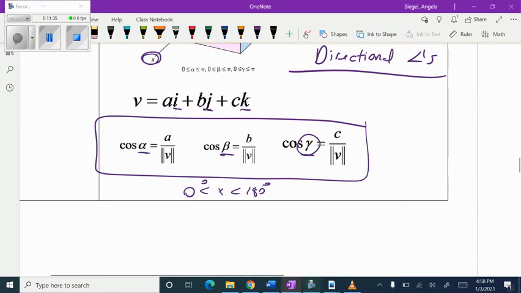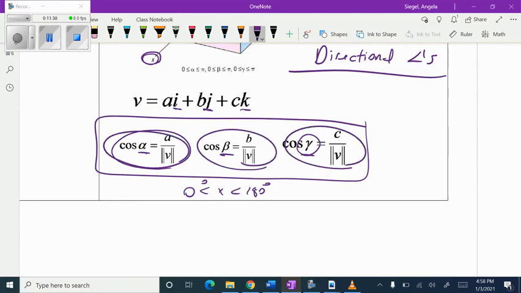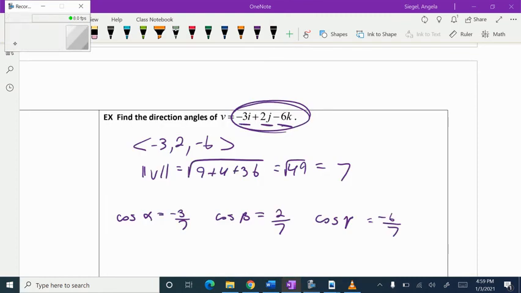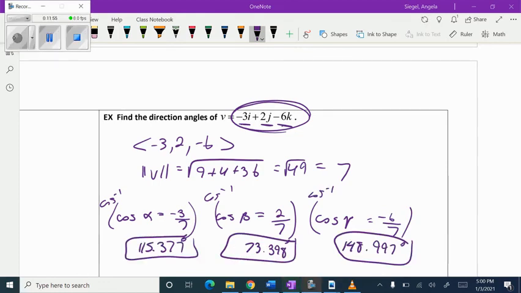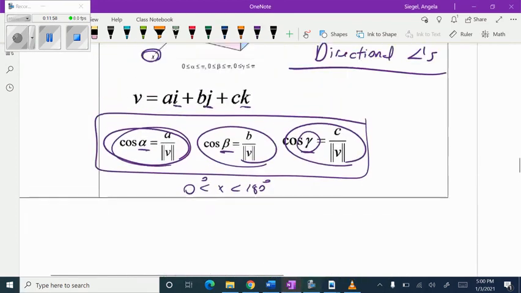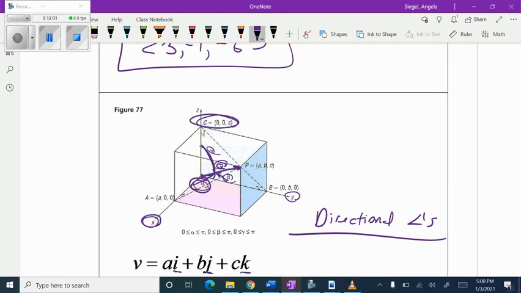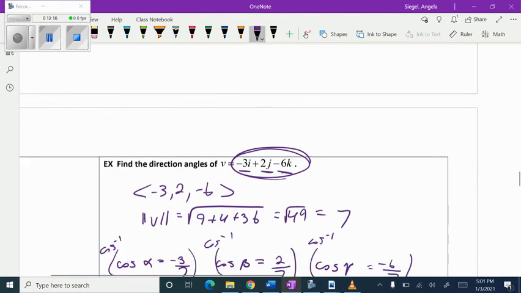So let's come up here and apply this formula to this problem. Okay, this is our next step. We're just going to do cosine inverse on everything and solve for each of alpha, beta, and gamma. So go ahead and do that. Okay, let's go back and refer to the diagram. This angle here was about 115.4 degrees. This angle here was 73.4-ish degrees, and this angle here was 148.997 degrees. So that's what we're finding there, those directional angles.